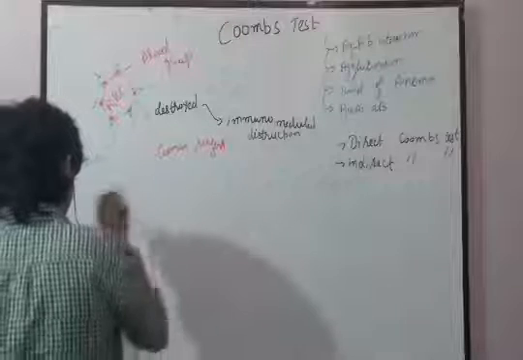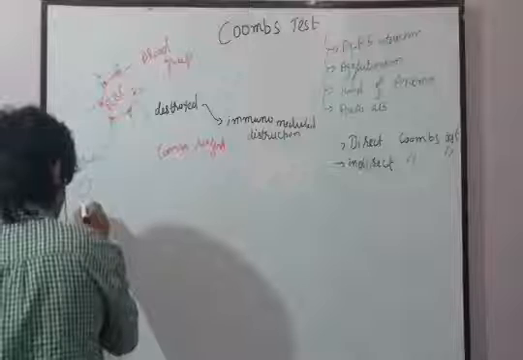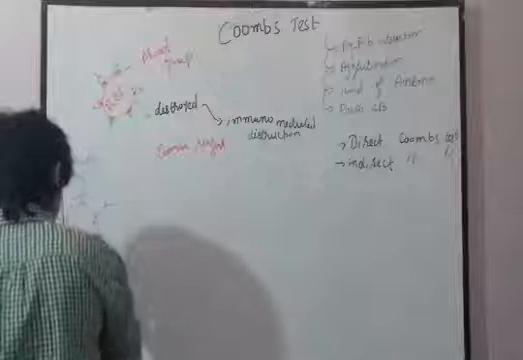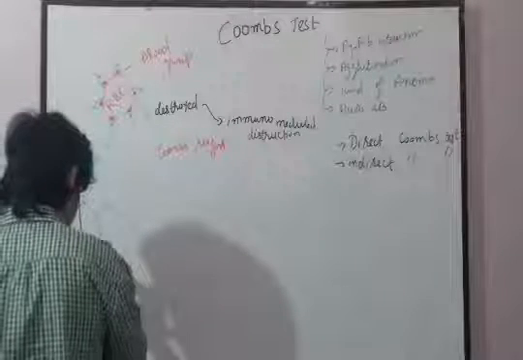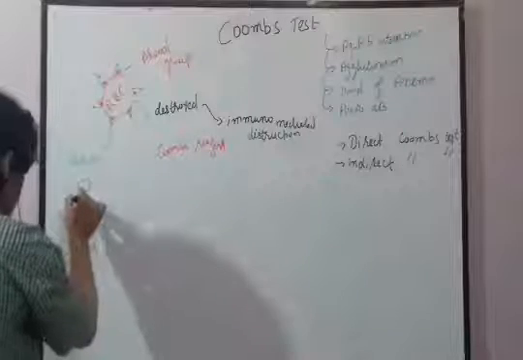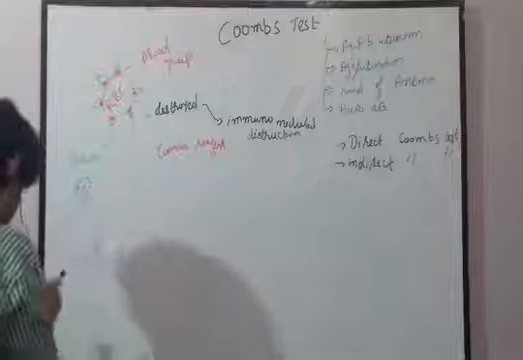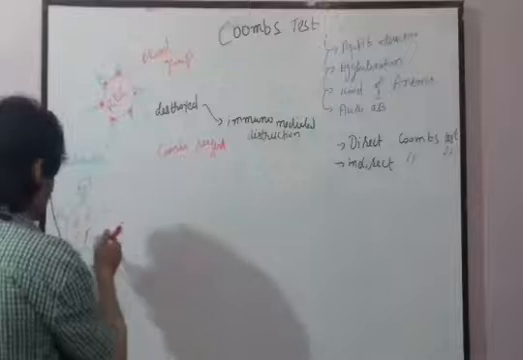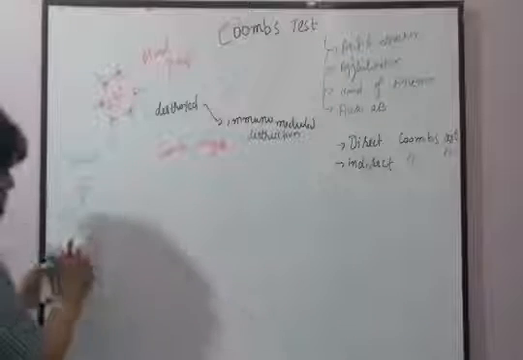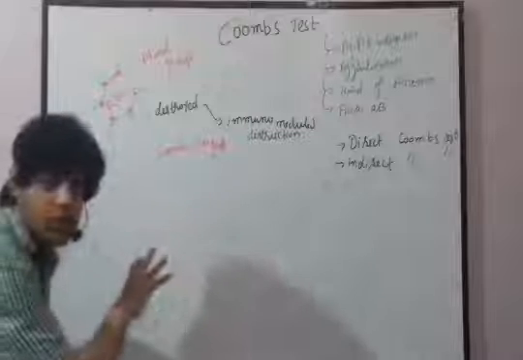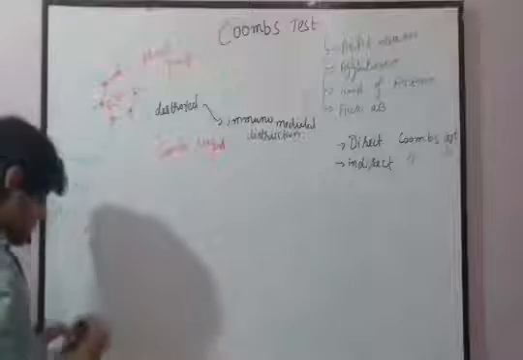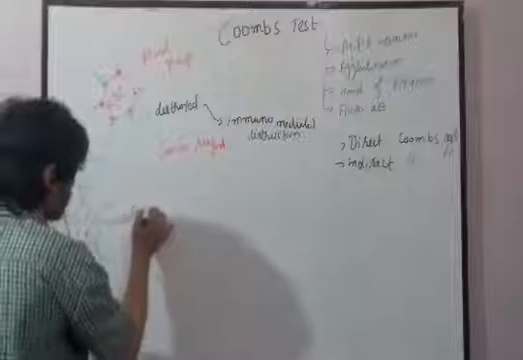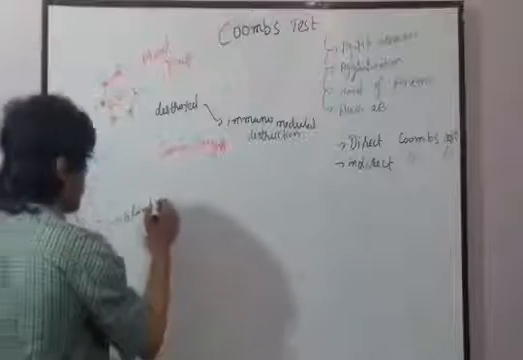Let's suppose this is a patient, and inside this patient these are the antibodies which are activated. So what do we actually do? We simply take the blood sample from this patient. Once we take the blood sample, we centrifugate it.